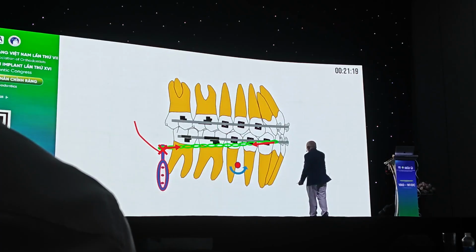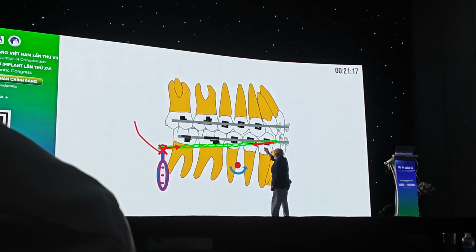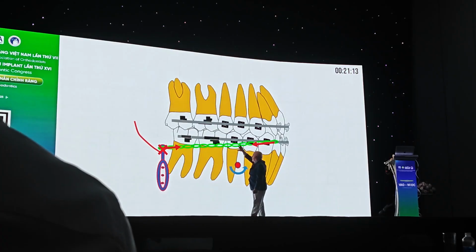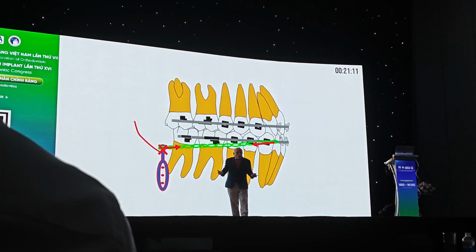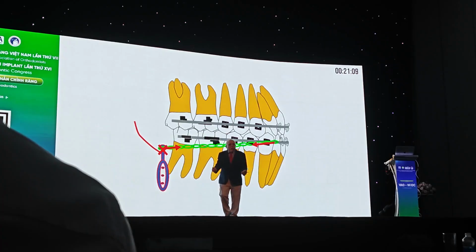And then as you are coming back, you can change the position of the elastic. You can go from here to there to there. Why? Because shorter elastics are going to have more vertical forces.